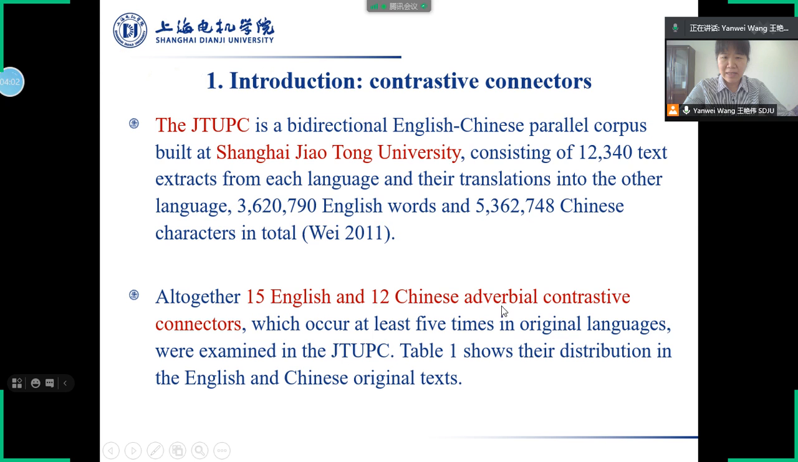The GTUPC is a bidirectional English-Chinese parallel corpus built at Shanghai Jiaotong University, consisting of 12,340 text extracts from each language and their translations into the other language. Altogether, 15 English and 12 Chinese adverbial contrastive connectives, which occur at least 5 times in original languages, were examined in the GTUPC. In my study, Table 1 shows their distribution in the English and Chinese original texts.